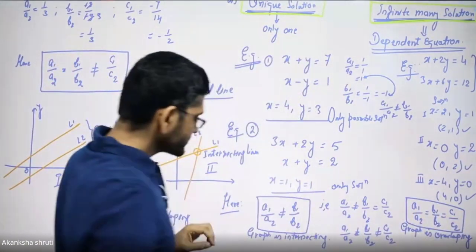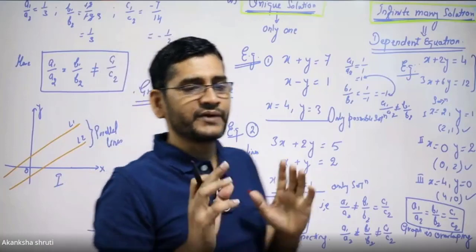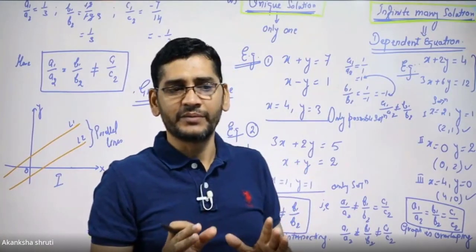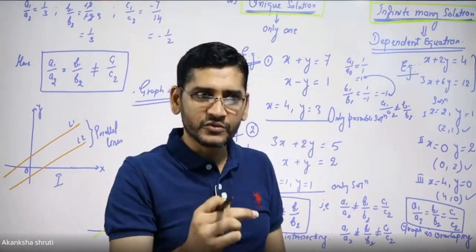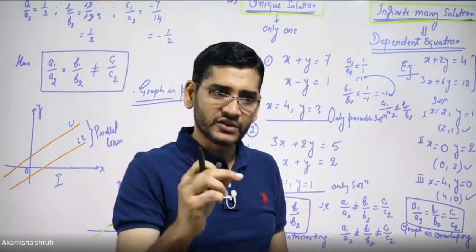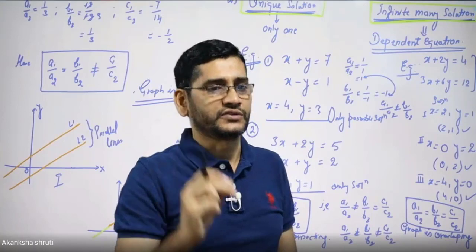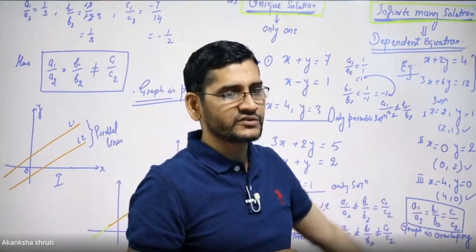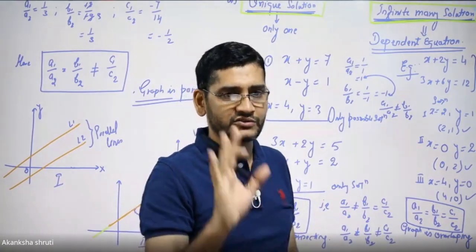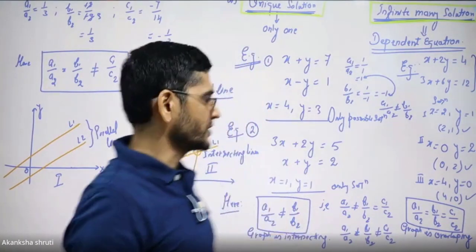Students, things are very simple. If a1 by a2 is not equals to b1 by b2, unique solution. If a1 by a2 is equals to b1 by b2, not equals to c1 by c2, no solution. If a1 by a2 is equals to b1 by b2 is equals to c1 by c2, infinite many solutions. These are the three things that you have to keep in mind.